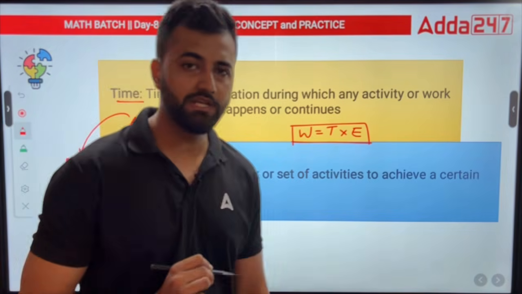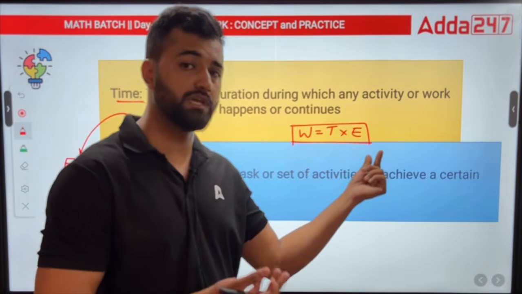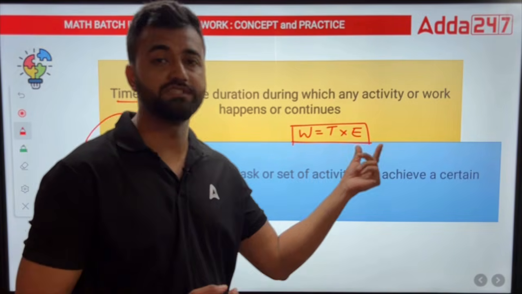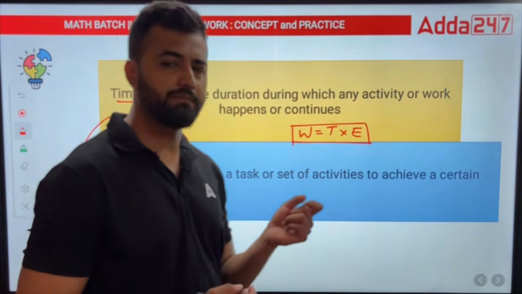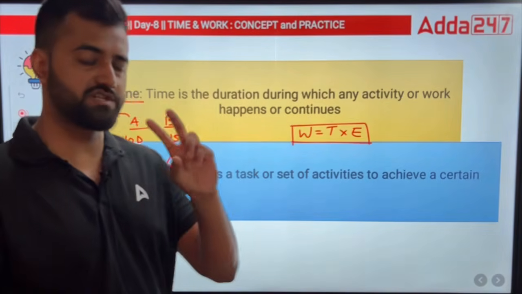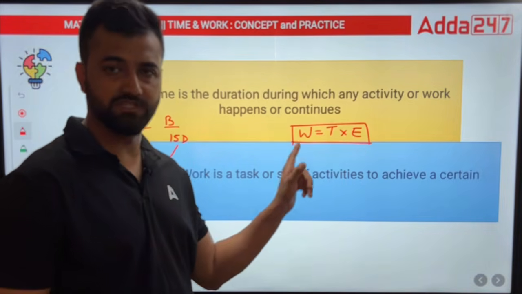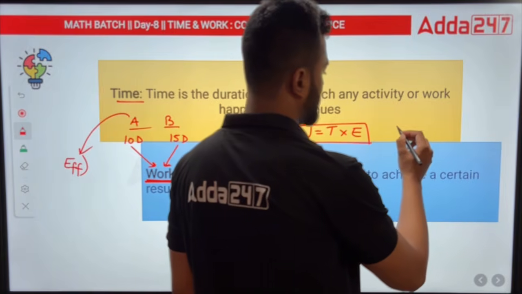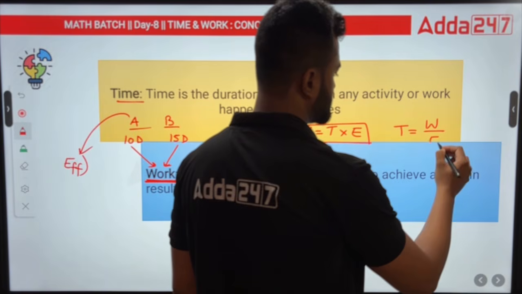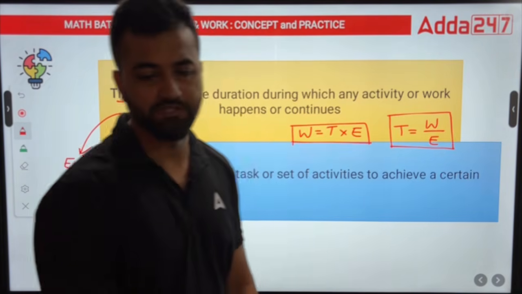Simple understanding: what will be the work? The work will be the efficiency with which I am working and the time I have consumed to complete this entire work. So time into efficiency is your work. But in examination they will not ask you to find the work. Obviously they're always interested in finding the time taken, right? So if you want to find the time taken, you take efficiency to that side. In that way, the time taken would be work divided by the efficiency.